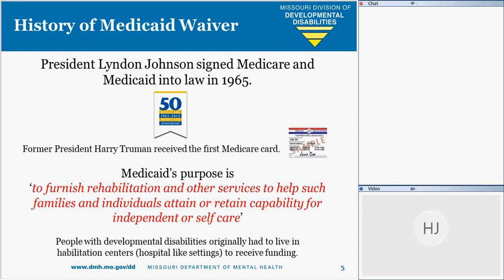A history on the waivers and Medicaid. Medicaid and Medicare were signed into law by President Lyndon Johnson in 1965. Tidbit of trivia here: former President Harry Truman received the first Medicare card. Medicaid's purpose is to furnish rehabilitation and other services to families and individuals to attain or retain capability for independent or self-care. Basically, what we want is for them to be able to care for themselves, and we provide those services to help them become independent.